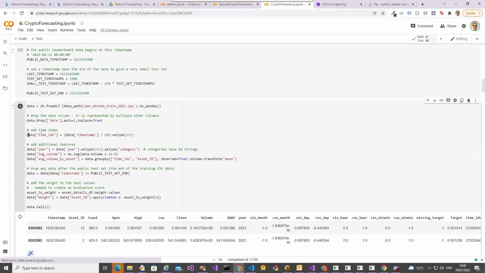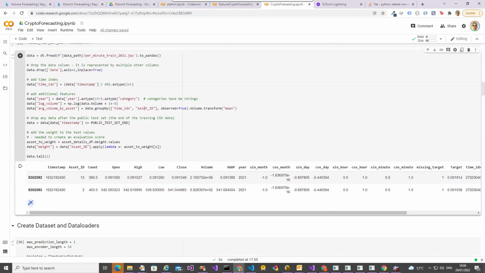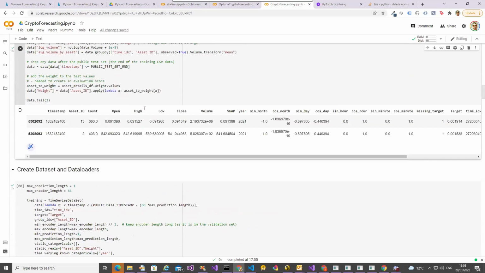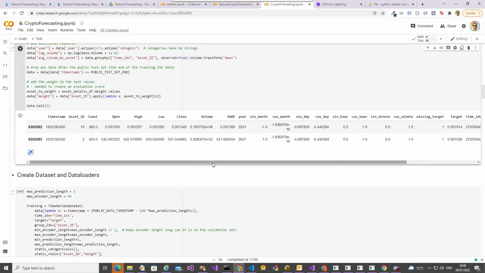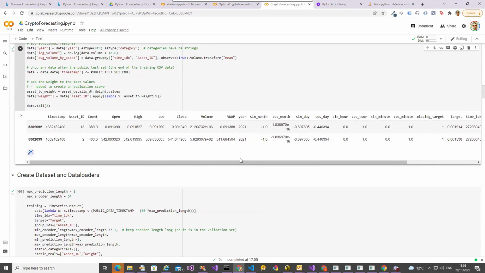PyTorch forecasting wants its own time index, which just increases by 1 for each row. So I just divide the competition's timestamp by 60 to get an increasing integer number. These extra fields are the stuff I was showing you last week about assigning cosines on the date and time.